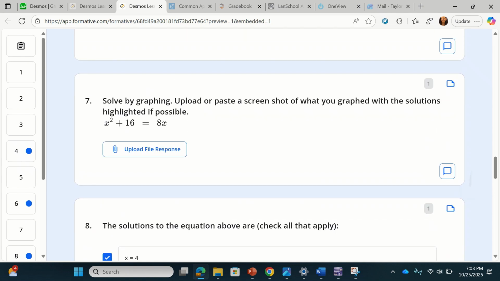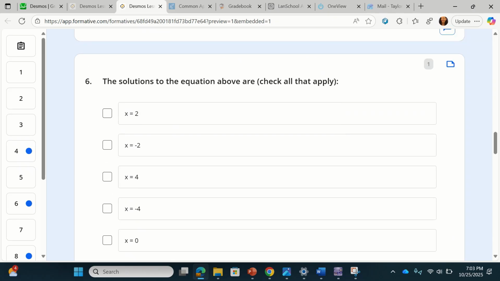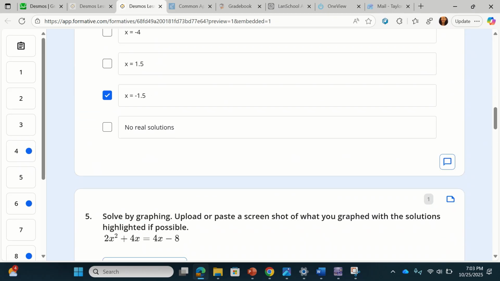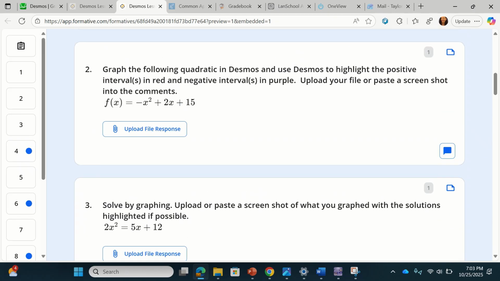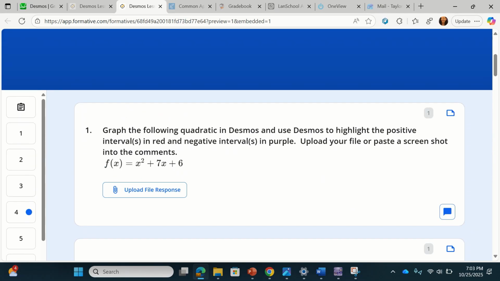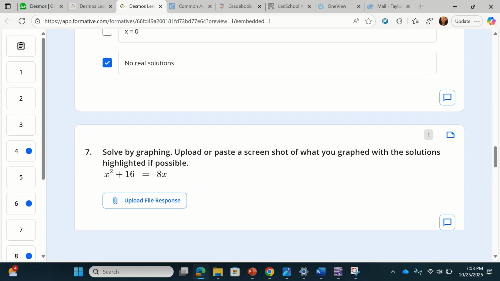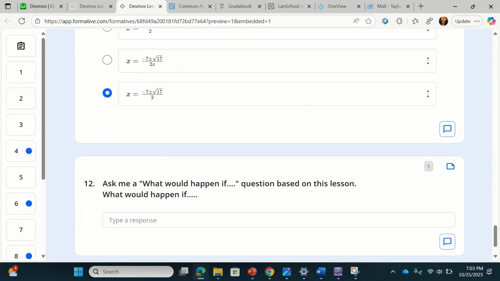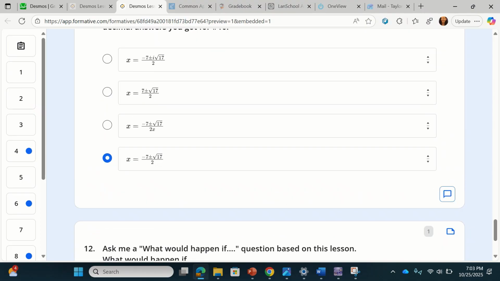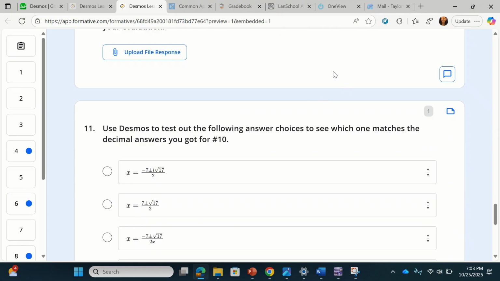What would happen if, think about these questions, equations that we solved. They don't even have to be questions about quadratics. Go back and ask me something about lines. What would happen if this were a line or if this were something else? Okay. Positive and negative intervals. What would happen if? So take your time to think of a question for what would happen if. And that should set you guys up to finish that quadratics Desmos assessment.